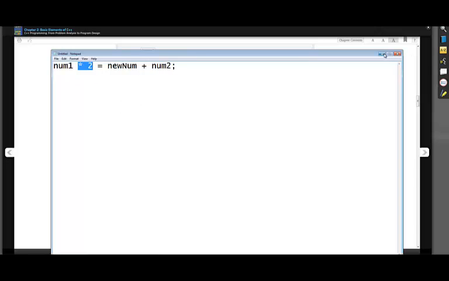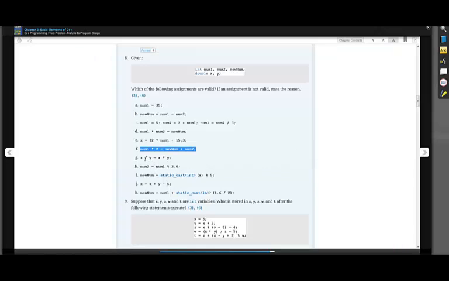Look at G. Again, think about what I just said. Is there anything wrong with this? Look at H. Alright, is H a valid statement in here? Again, there's a problem here. So you're saying that newNum mod 2, or num1 mod 2.0, equals that, okay?